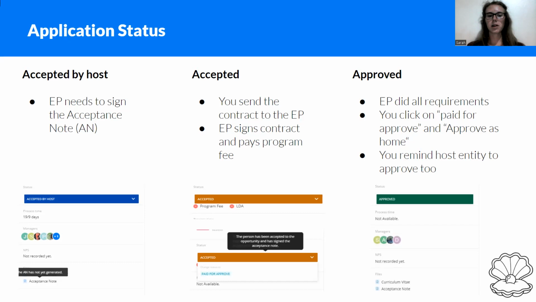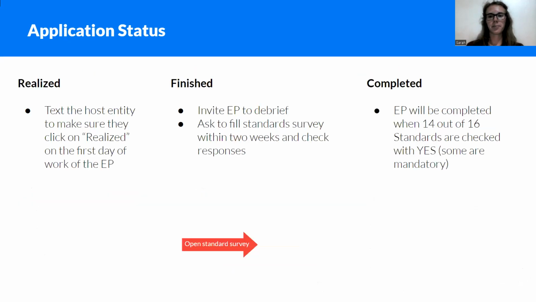Now, once you received the money, you also tell the host side to do so. So they also click approved by home and by host, and then the EP will be shown as approved. So officially approved, and the consideration phase is done.